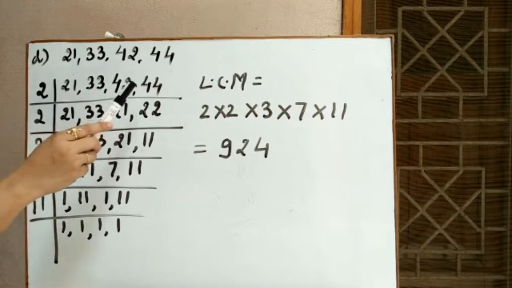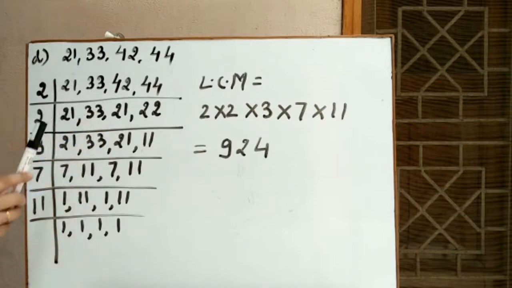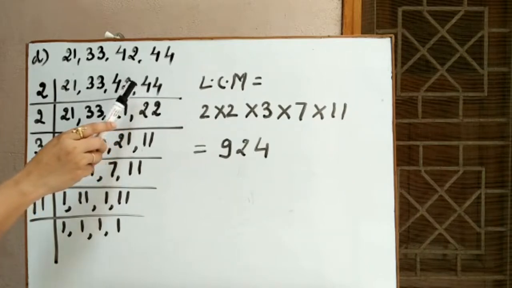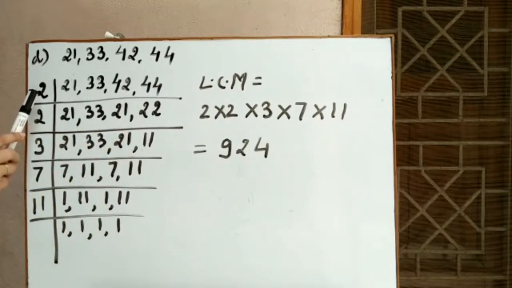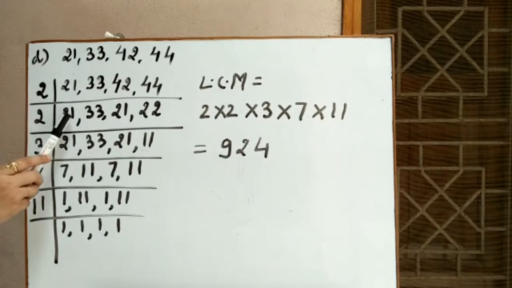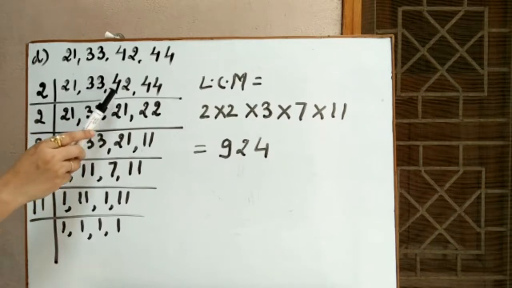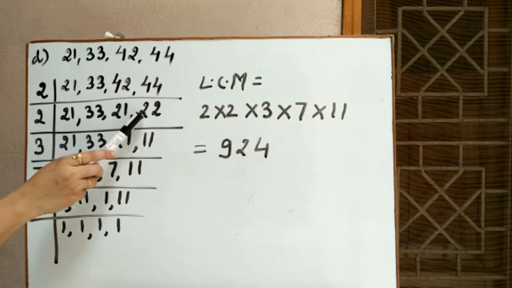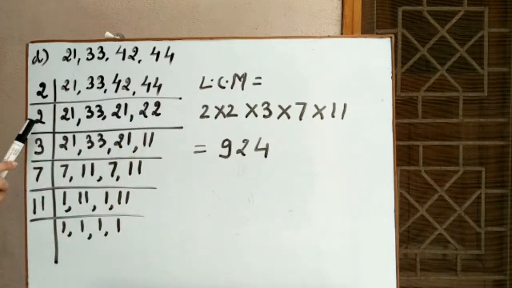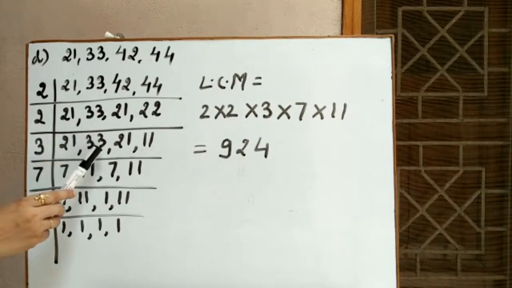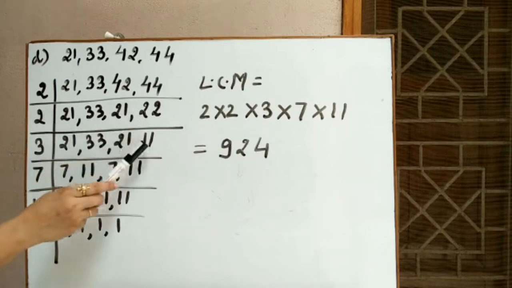We will write the given numbers by putting commas in between. Because 42 and 44 are even numbers, we will divide by 2. 21 and 33 we will write as it is, because these two numbers cannot be divided by 2. 2 twos are 4 and 2 ones are 2. 2 twos are 4 and 2 twos are 4. 21, comma, 33, comma, 21 we will write as it is, and 2 ones are 2, 2 ones are 2.